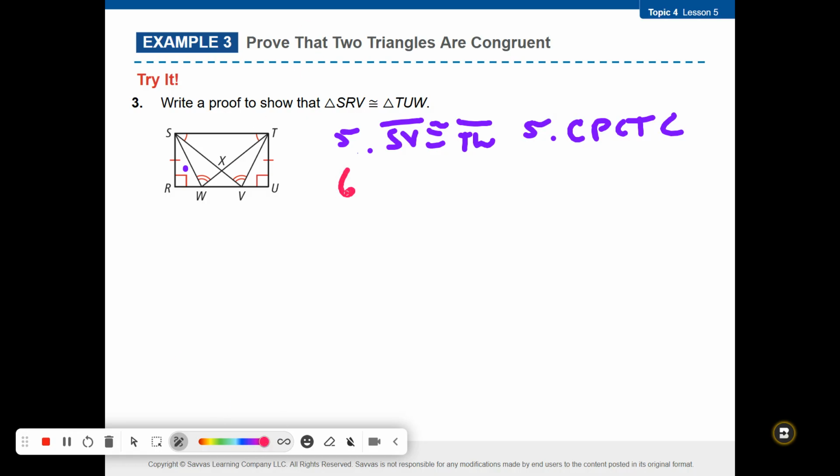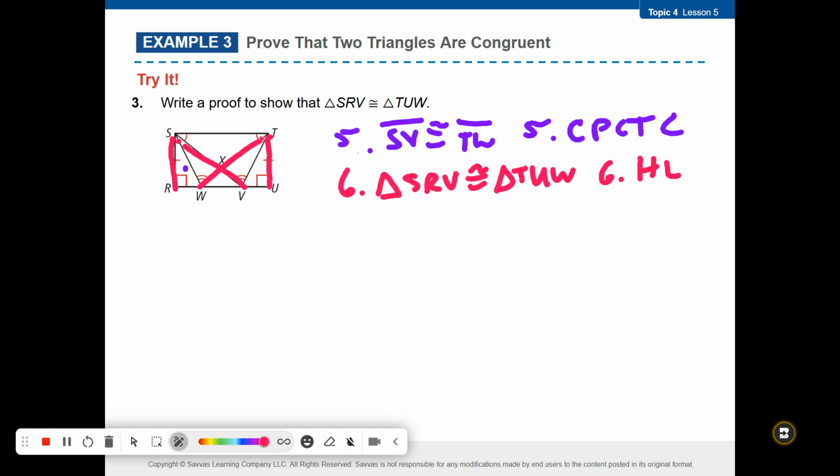All right, so now that I know those two are congruent, do I have enough information to apply HL here? I do. So now I can state that triangle SRV is congruent to triangle TUW, and this will be by HL. And if we look, there's our leg. There's our two hypotenuses. That proves that these two work.